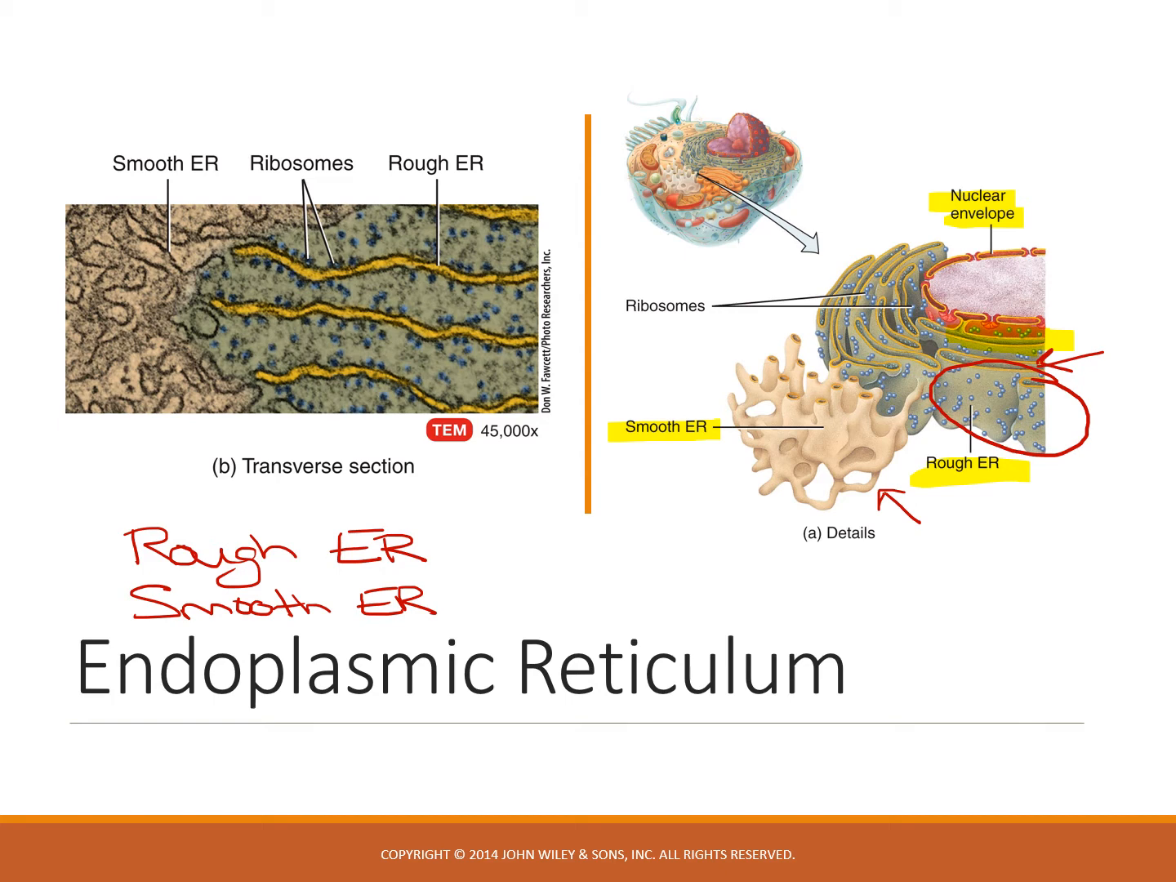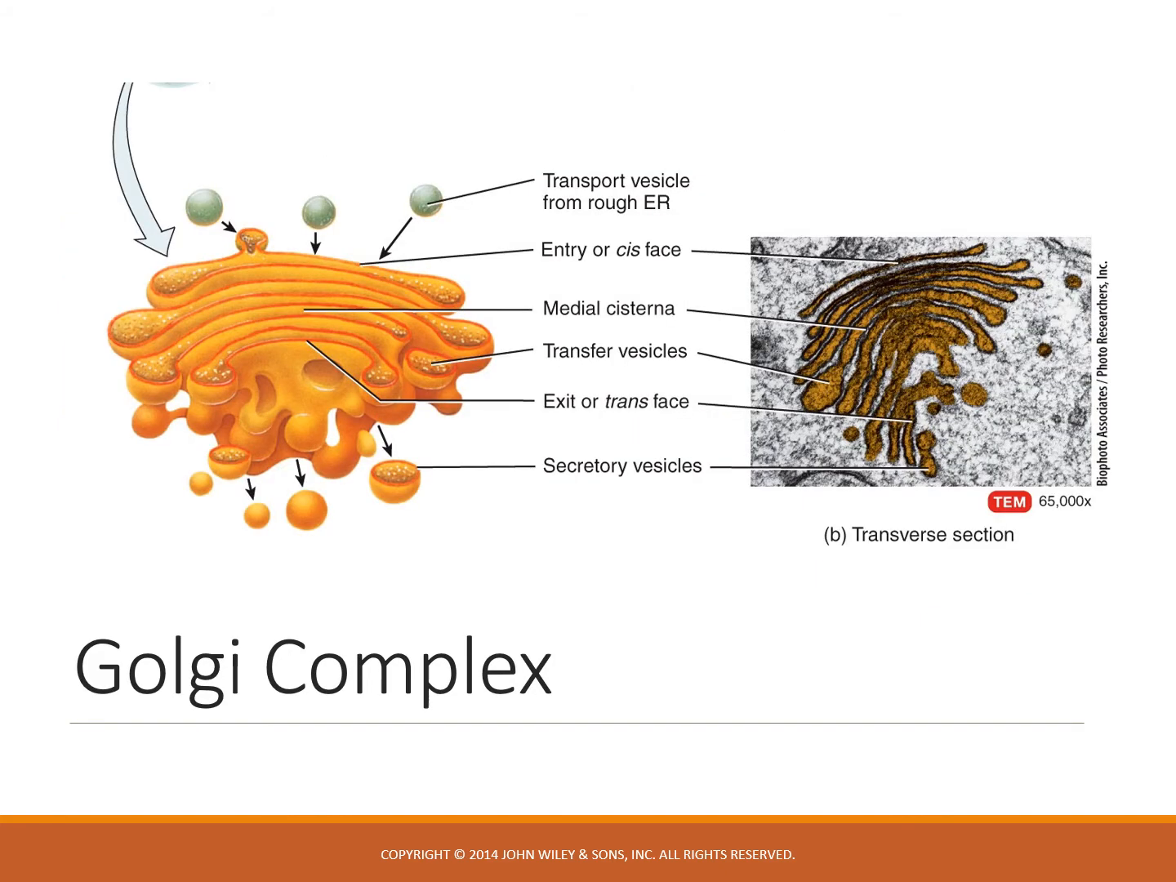However, the smooth ER does contain a lot of unique enzymes that make it extremely functionally diverse from the rough ER. Because there are no ribosomes on the smooth endoplasmic reticulum, it doesn't synthesize proteins, but the smooth ER does synthesize fatty acids and steroids. And remember, these are steroids like estrogens and testosterone.